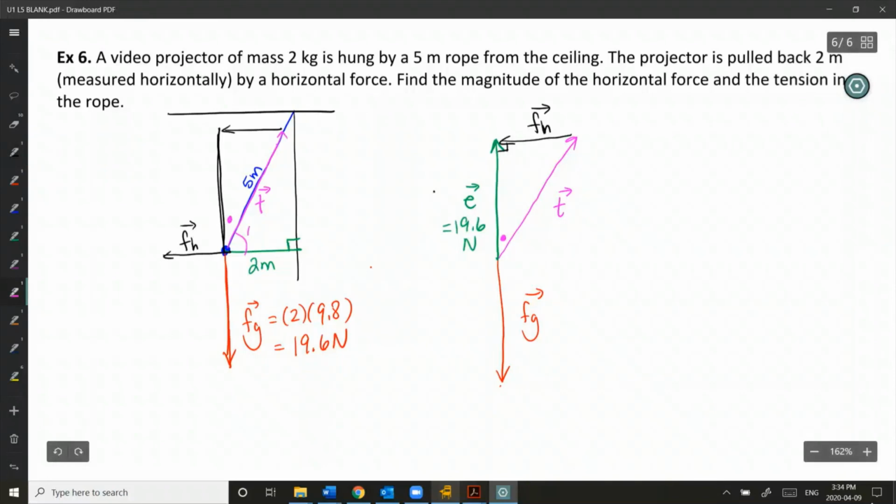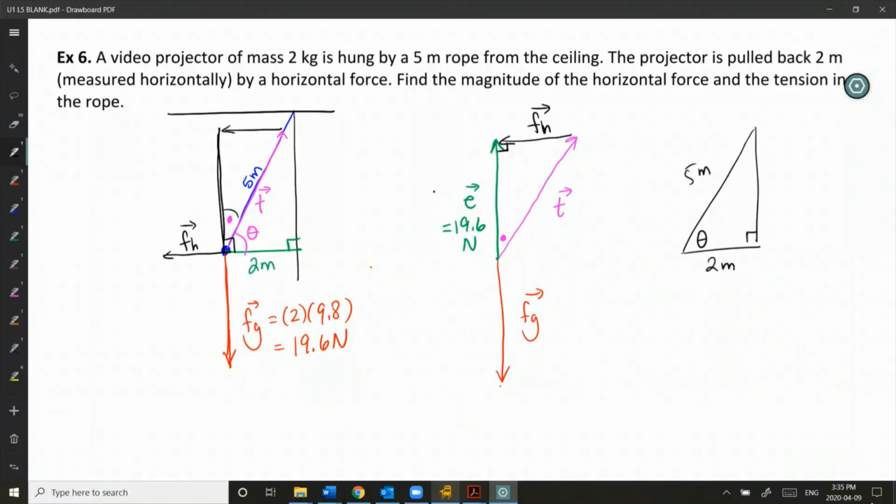So let's start with this. Let's find this theta. I'm going to use the 5 meters and the 2 meters to help me out with that. So think about just this triangle over here. Just focus in on that for a second. I'm just going to draw it out off to the side here. We said we had a 5 meter rope. This was a right angle, and this was 2 meters. So this is what I want to start by finding. Let's find theta, and then I'm going to find this angle, knowing that these meet at a right angle.